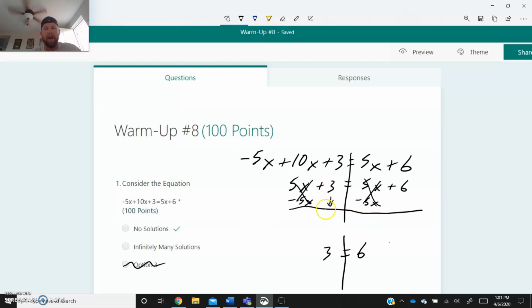All I did here was bring my 3 down, and I also brought my 6 down. And does 3 equal 6? Is that a true statement? It's not. So my answer is going to end up being no solution. That's what my answer is going to end up being. Yep. No solution is going to end up being my final answer. Infinitely many means it would be true. If it was 3 equals 3, it would be right.